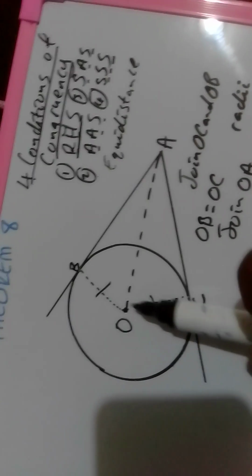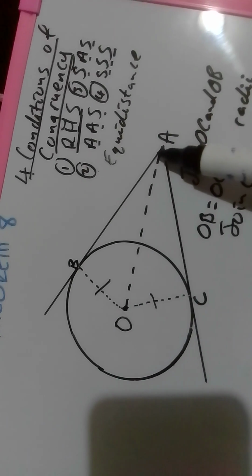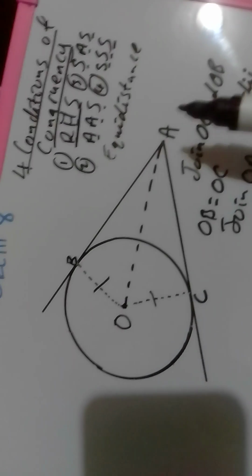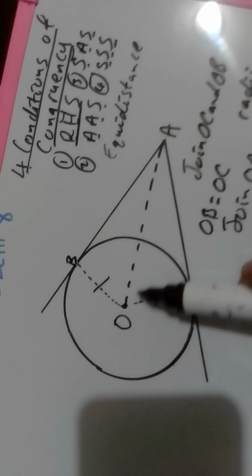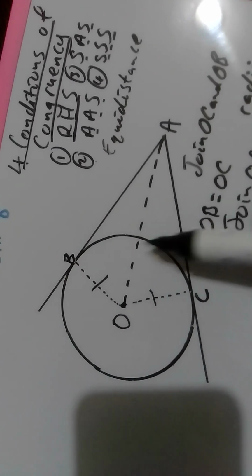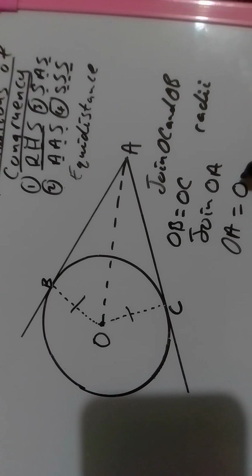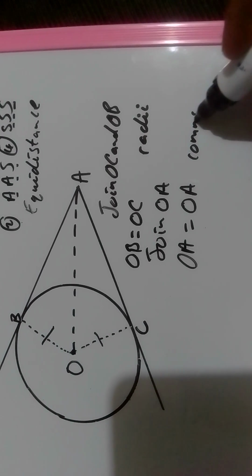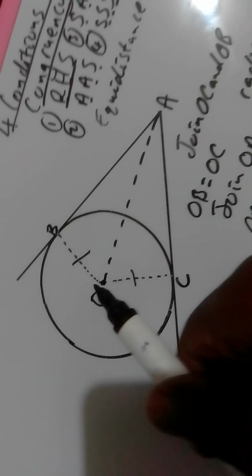Now observe, when I've joined OA here, what do I have? I have a common side, because I've got a triangle on this side and a triangle on that side. Triangle ACO and triangle ABO. And line OA is found on this triangle and that triangle. So now I say OA is equal to OA. My reason, I say it's a common side.